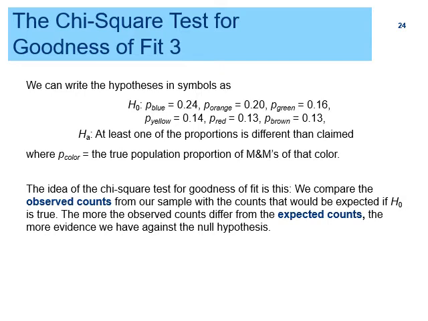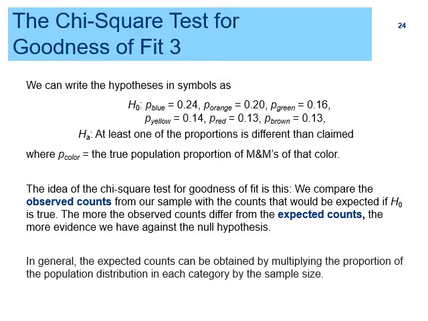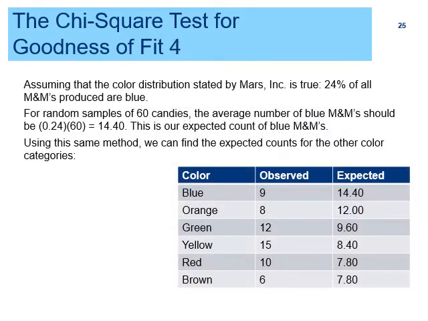It is stating the same thing that we learned earlier. So in general, the expected counts can be obtained by multiplying the proportion in each category by the sample size. So here we got our expected values. Assuming that the color distribution stated by Mars is true, 24% of all are blue. For random samples of 60 candies, the average number of blue should be 0.24 times 60, that is equal to 14.40. This is our expected count for blue.